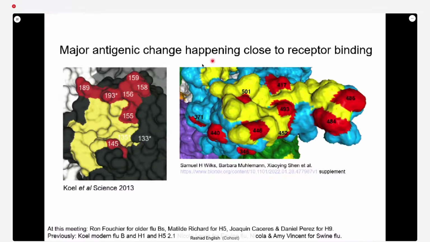We've also seen at this meeting on the flu side, from Ron Fouchier, that this is also the case for the B viruses, Mathieu Richard for the H5, Joachim and Daniel for the H9 as a poster, also Mathilde as a poster, and previously Bjorn for the flu Bs and the H1s, and the H5s clade 2.1, Nicole Lewis for the equine strains, and also Nicola and Amy for swine flu. So this is also, it seems, a very similar pattern between the two systems.